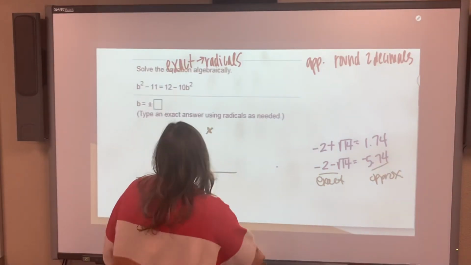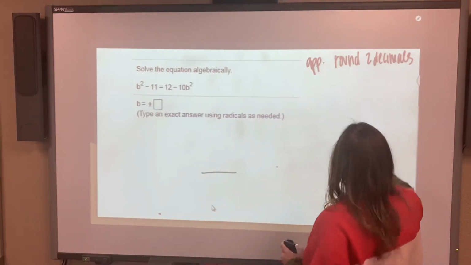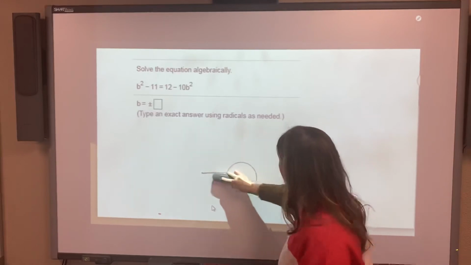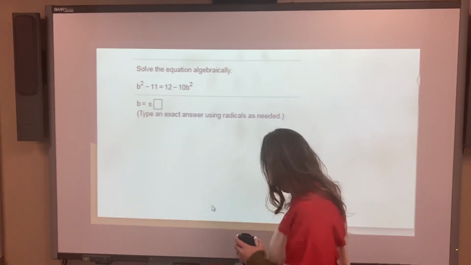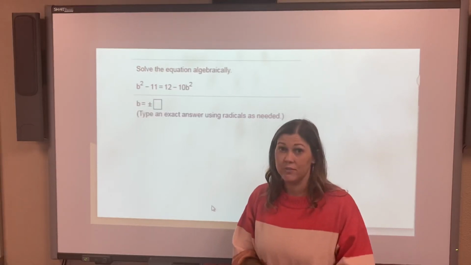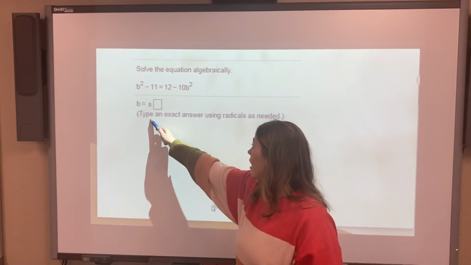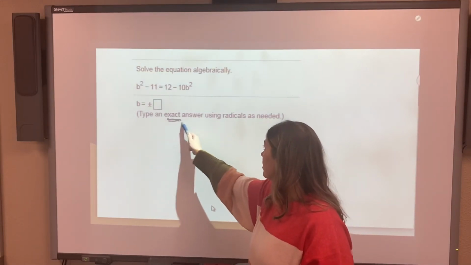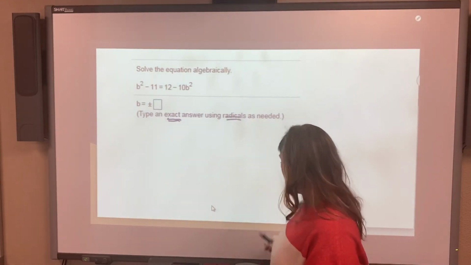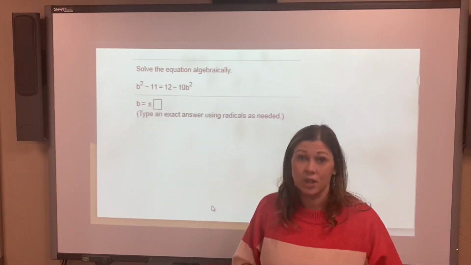So now let's talk about this exact equation algebraically. A hint for you guys to look at how it wants you to write your answer, if it's exact or approximate, is to read the blue. So type an exact answer using radicals as needed. So that tells me we're not going to have a decimal. We're going to have this in terms of radicals.